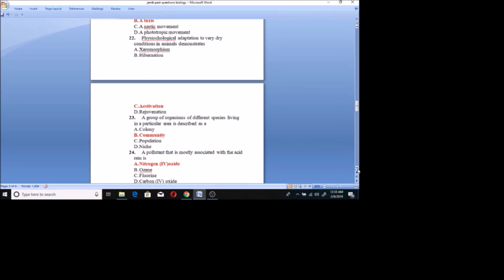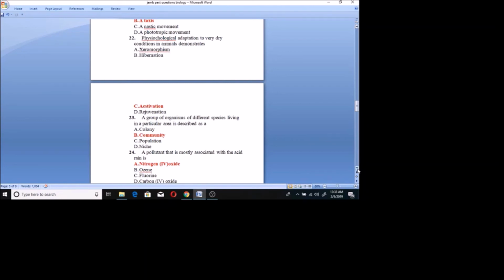Now let's look at 29. The hepatic portal vein is unique because it: A. carries the oxygenated blood, B. begins and ends with capillaries, C. is the largest vein in the mammals, D. carries digested food. Answer is B. Begins and ends with capillaries.